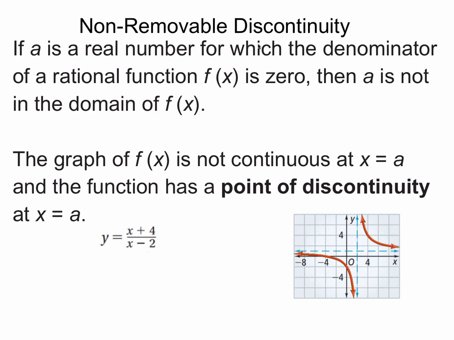The first one is non-removable, and this is going to occur whenever you have a denominator that can be 0. So whenever you have a rational denominator, whenever that rational function is 0, then that value of a is not in the domain, and you have a point of discontinuity. Sometimes we call this an infinite discontinuity.